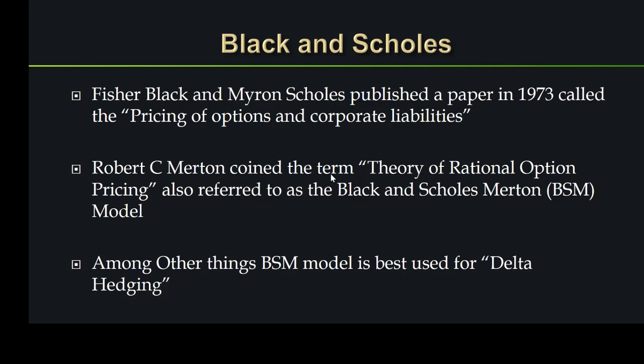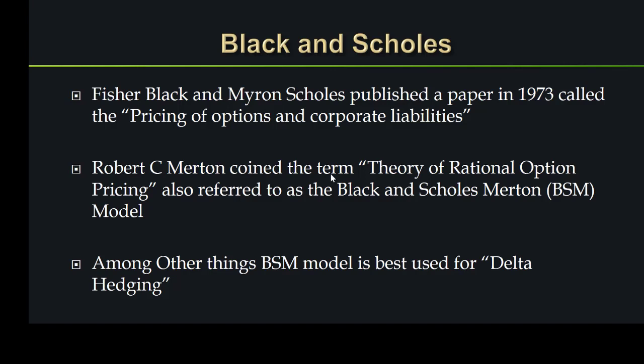Basically, Fisher Black and Myron Scholes published a paper in 1973, and that was way back, almost 50 years ago. They published this paper called Pricing of Options and Corporate Liabilities. But that paper had some limitations, which were further developed by Robert C. Merton, and that's how we get this term the BSM model, which is the Black-Scholes and Merton model.